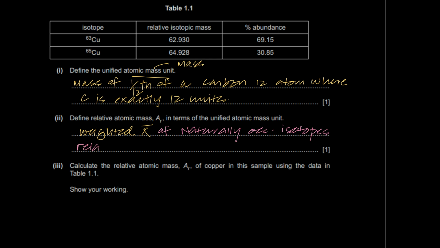So in this case, I'm going to say relative to the unified atomic mass unit, because the unified atomic mass unit is effectively the mass of 1/12 of a carbon-12 atom, where carbon is exactly 12 units. So instead of saying it is the weighted average mass of the naturally occurring isotopes of an element relative to the mass of 1/12 of a carbon-12 atom, you just substitute it by saying unified atomic mass unit of an element, obviously.